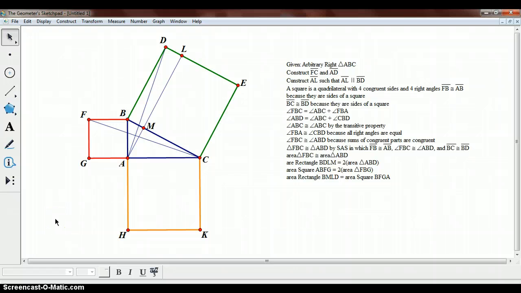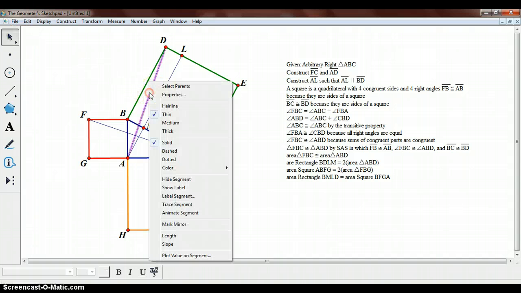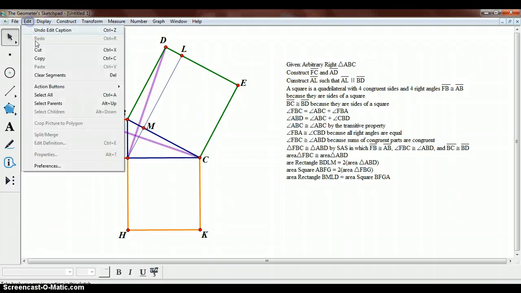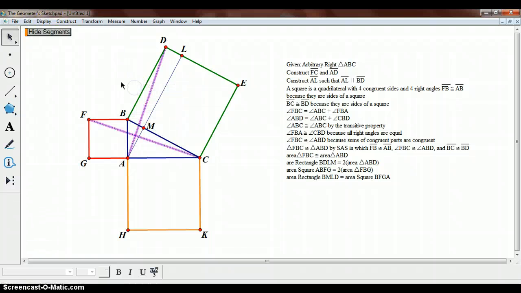We are now halfway to our conclusion, and we'll have to do a similar type of proof in order to finish our desired proof. So I will start by hiding these two lines. And I will now draw in two other lines, line BK and segment AE.